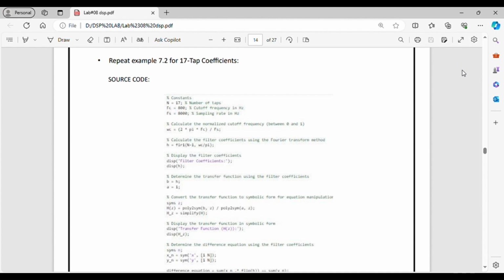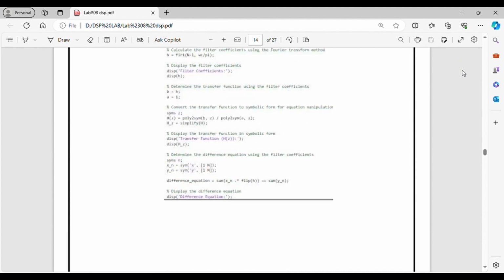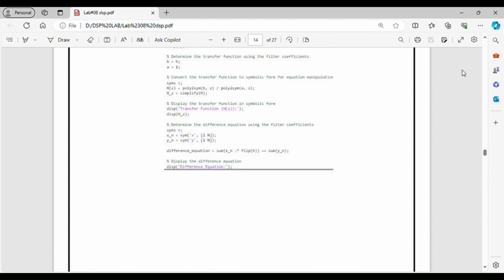Now calculate the filter coefficients using the Fourier transform method and display them. Determine the transfer function using the filter coefficients and convert the transfer function to symbolic form to equalize the equation. Display the transfer function in symbolic form. Determine the difference equation using the filter coefficients and display the difference equation.